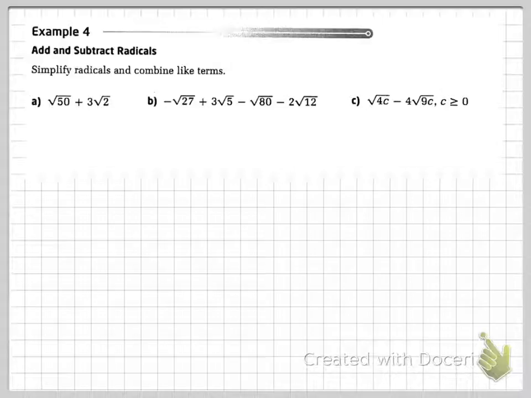In example 4, now we're going to look at adding and subtracting these radicals. We can simplify radicals by combining the like terms. However, sometimes we have to reduce them first before we can add them. Root 50, well, we're going to look for a perfect square that can divide into root 50, and the biggest one is root 25. So we'll rewrite this as root 25 times root 2 plus 3 root 2. The root 25 will simplify to be 5. 5 root 2 plus 3 root 2 will give us 8 root 2.